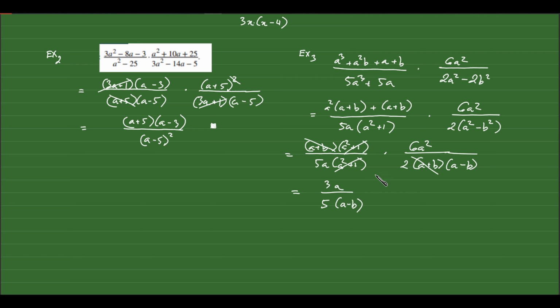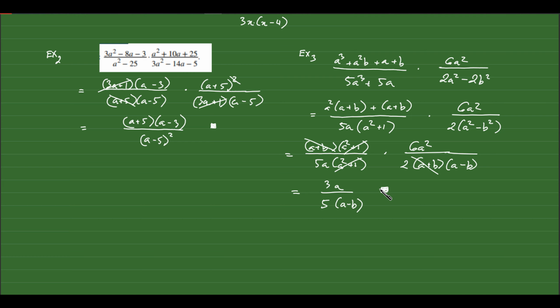Alright, the reason you have an a over here is because a squared and a cancel, so you have 1a left. Okay, 6 divided by 2 gives you 3, so you have 3 at the bottom. a minus b. There you go. And that's it. You cannot do anything else.